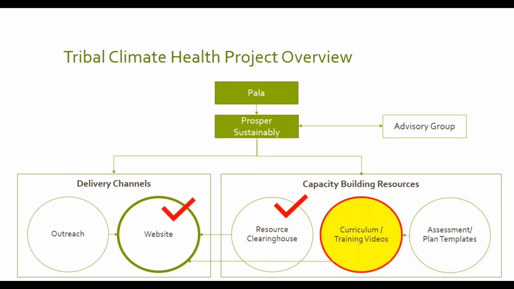The diagram on your screen right now illustrates the project scope, which includes these capacity building resources and the channels we're going to be using for delivering these resources. Our progress to date includes launching the initial phase of the website tribalclimatehealth.org, along with a beta version of the Resource Clearinghouse. The Resource Clearinghouse is a filterable tool that already includes roughly 400 resources relevant to tribal climate health issues, many of which were suggested by our advisory group members. So thank you for your input. And we are going to be continuing to refine the website and clearinghouse as we move forward.